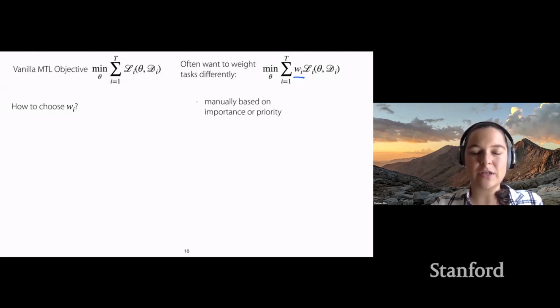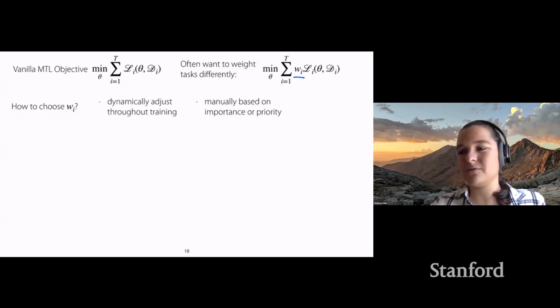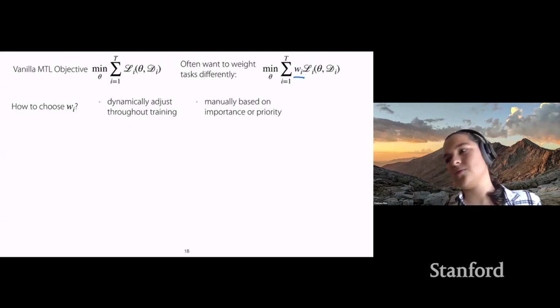One way to do it is just to manually choose the task weights based on what you find to work well, or based on some sort of priority if you care more about one task than another task. Unfortunately, manually isn't always a great choice because it's a manual process. So there are also a number of methods that have suggested ideas to actually adjust w_i automatically. They dynamically adjust them throughout training in order to lead to a better optimization, depending on the application.